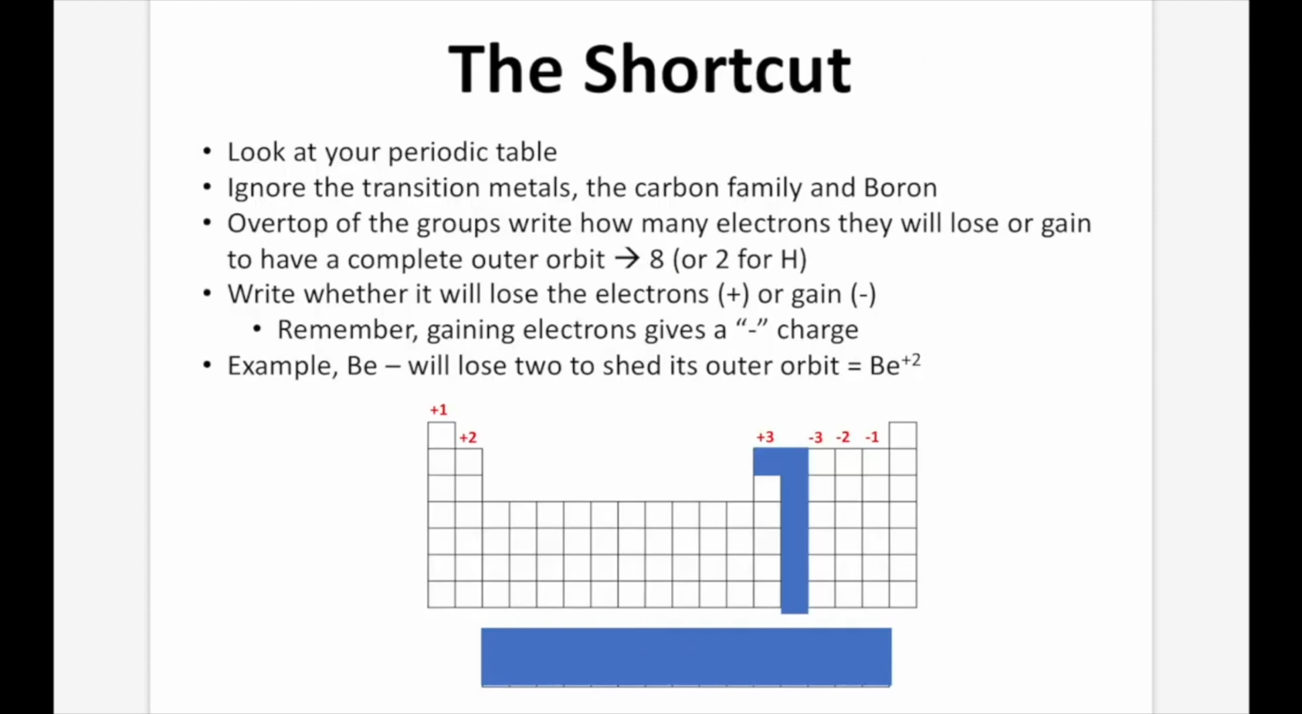So look at your periodic table. Ignore the transition metals. That's these guys here. The carbon family. That's these guys. And boron. That's that guy right there. Over top of the groups, write how many electrons they will lose or gain to have a complete outer orbit. 8 total, or 2 for hydrogen.